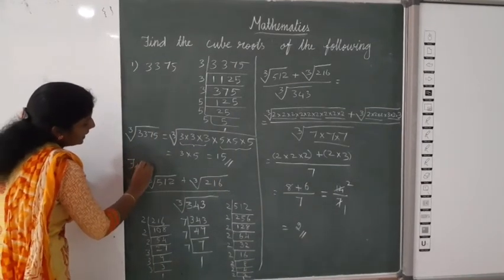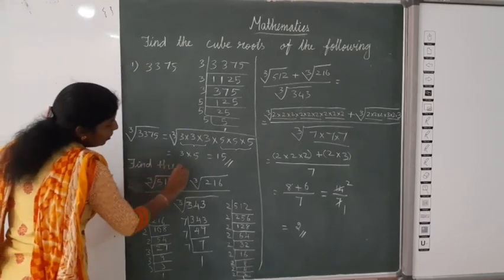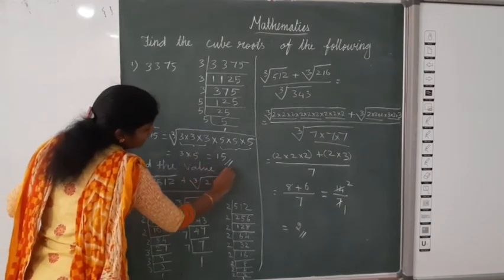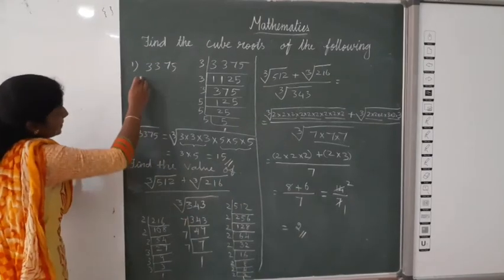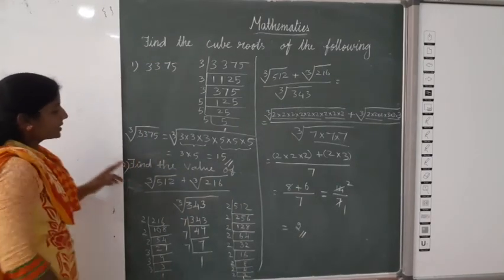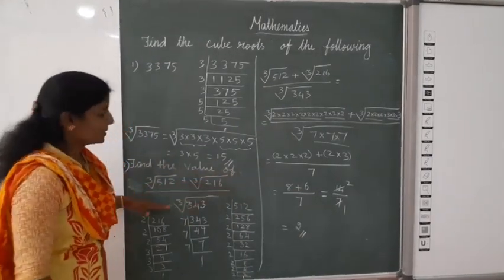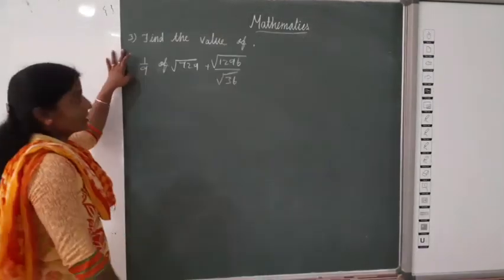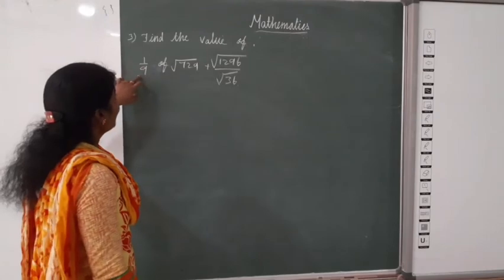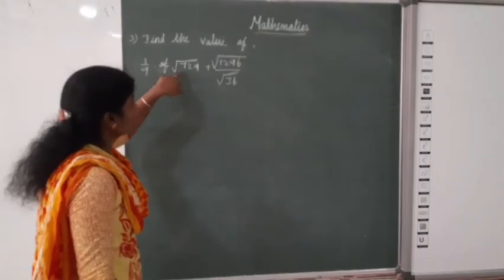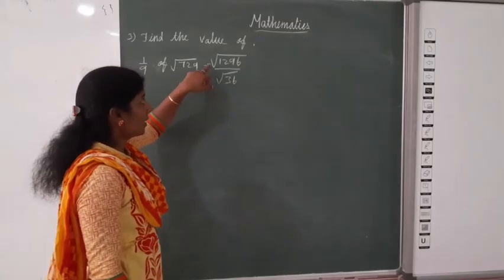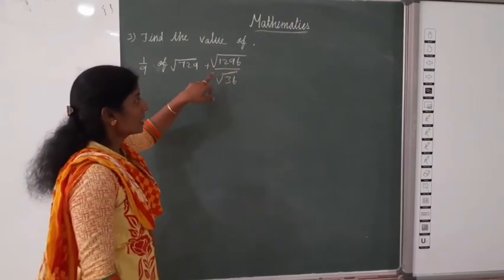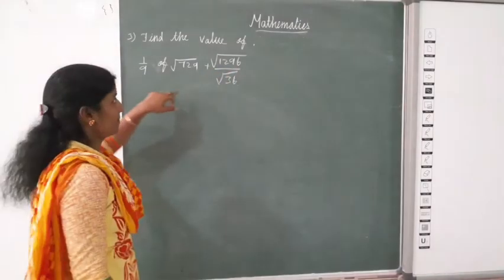Okay. This heading is find the value of. This first question, this is second question. This is find the value of this. What's the value? 2. Okay. Find the value of 1 by 9 of square root of 729 plus square root of 1296 by square root of 36. Okay. Now we can find all prime factors of the three numbers.